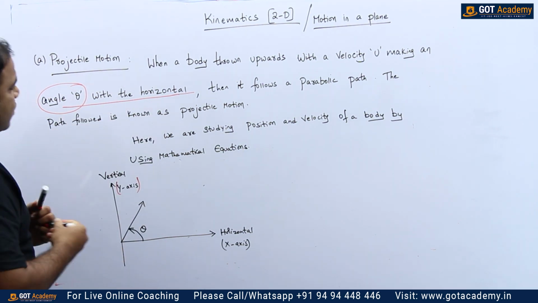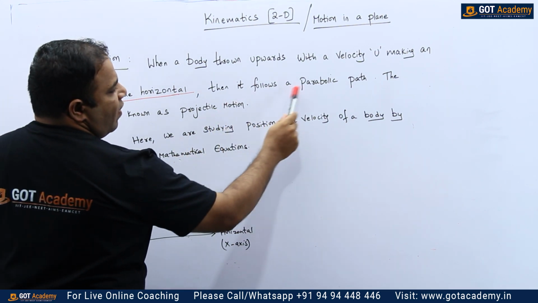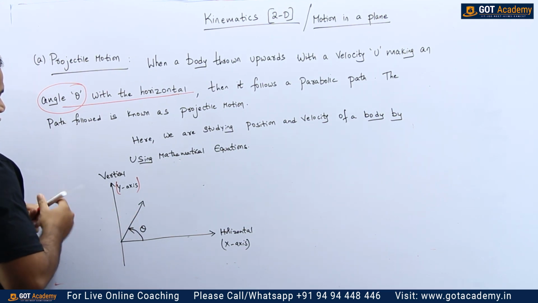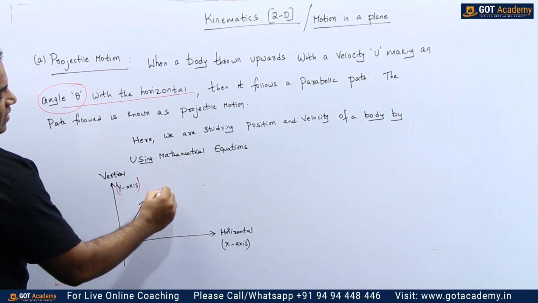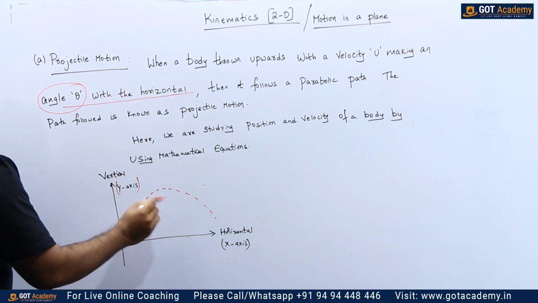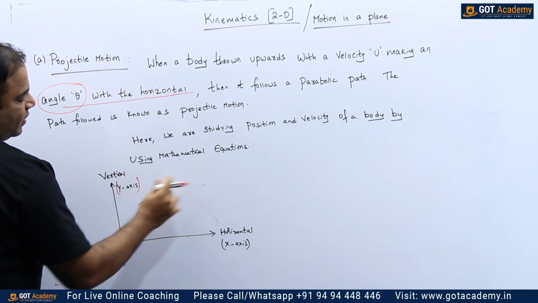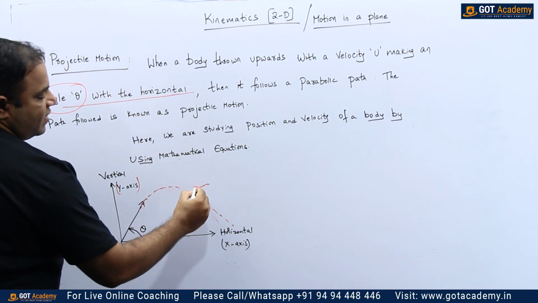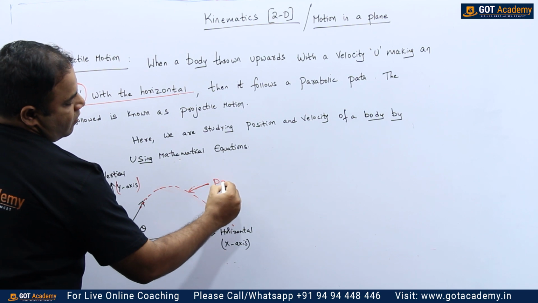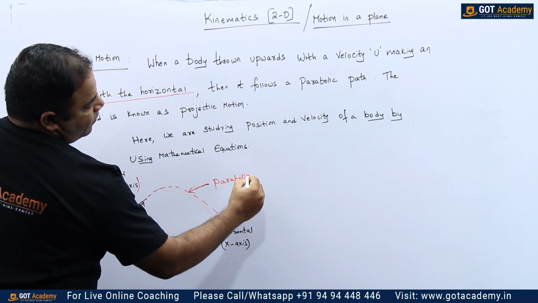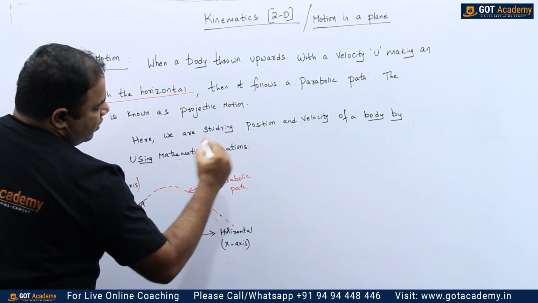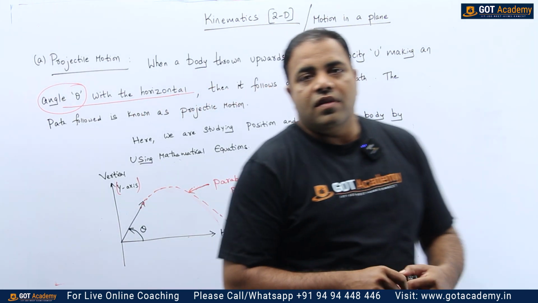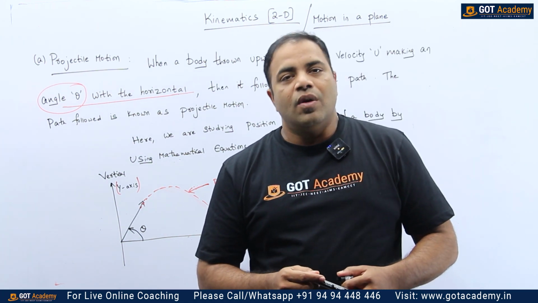Is it clear? So once it has been thrown, it follows a parabolic path. What do you mean by parabolic path? Instead of going in a straight line, it has to take a path like this. This path itself is called a parabolic path. The motion of the body is called projectile motion.